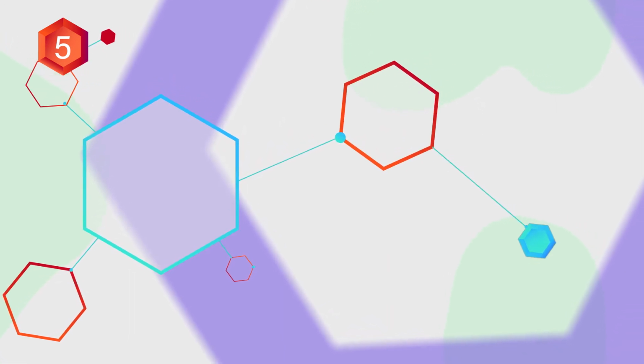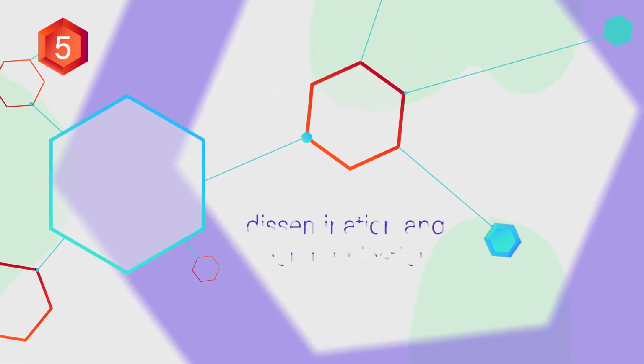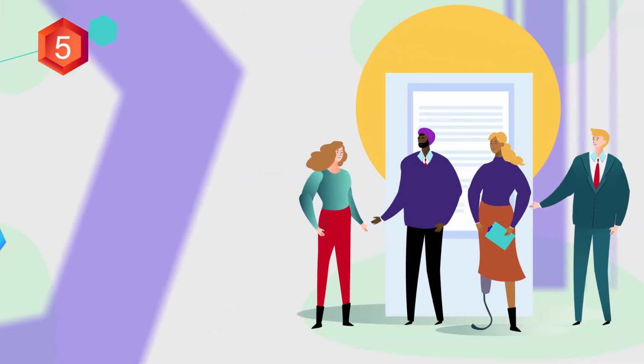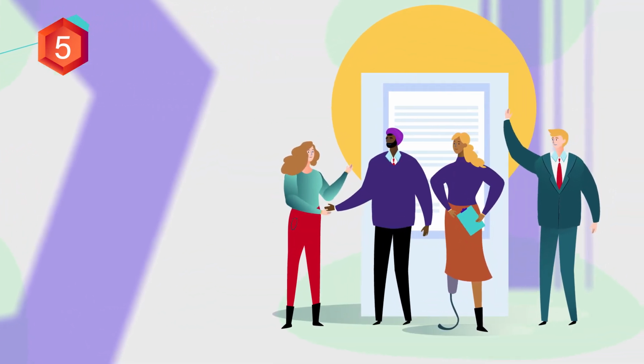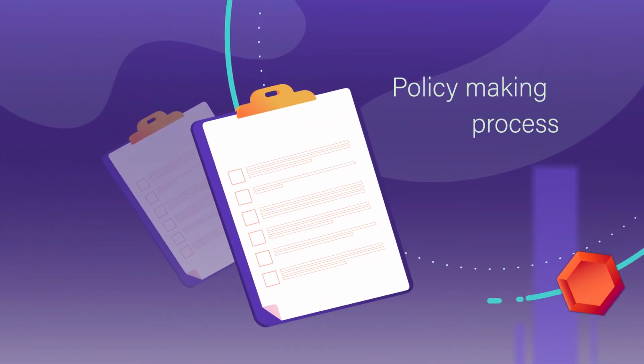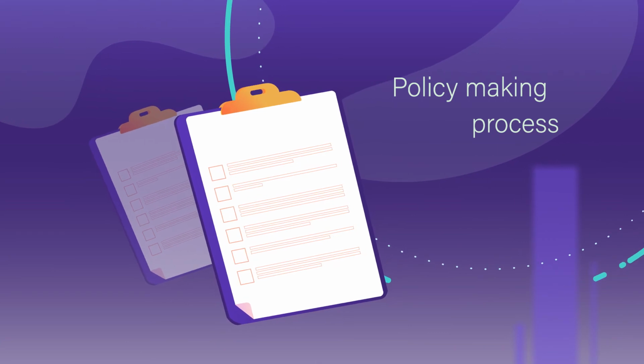5. The design, implementation, and evaluation of gender equality measures should also include a dissemination and communication strategy in order to build buy-in and support among various groups of stakeholders. The policy-making process can be further enhanced in the following ways.